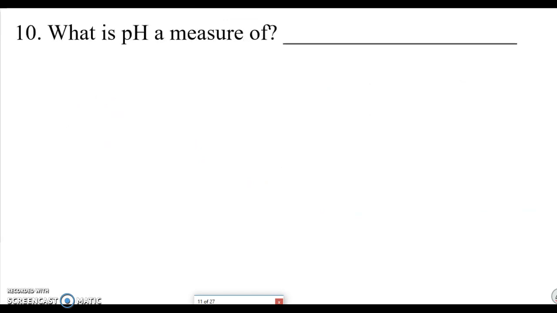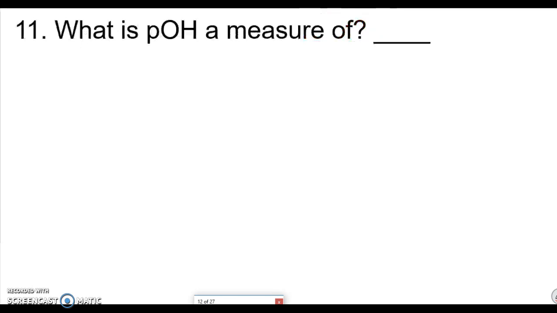What is pH a measure of? It's a measure of this right here, your hydrogen ion concentration, or the molarity of your hydrogen ions. So what does pOH stand for? Well, it stands for your hydroxide ion concentration. In other words, how many hydroxide ions do you actually have?